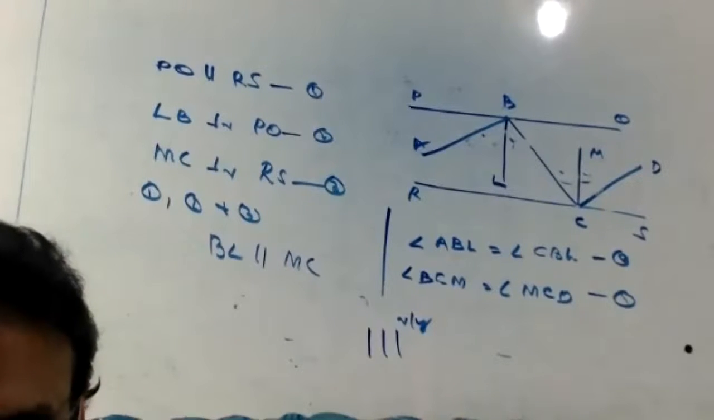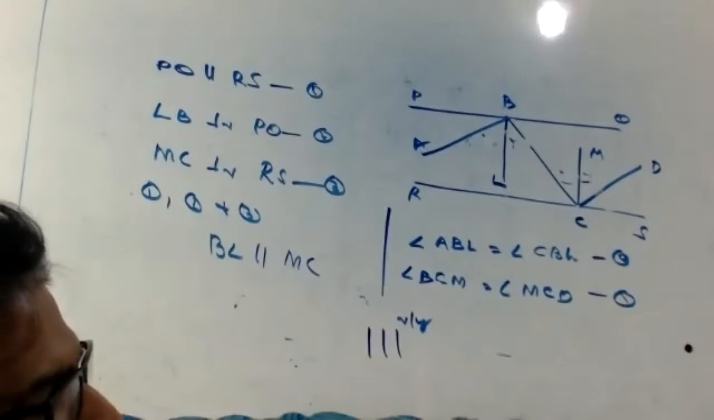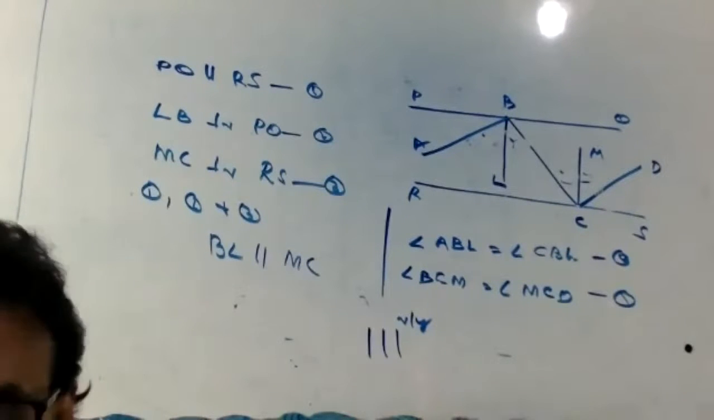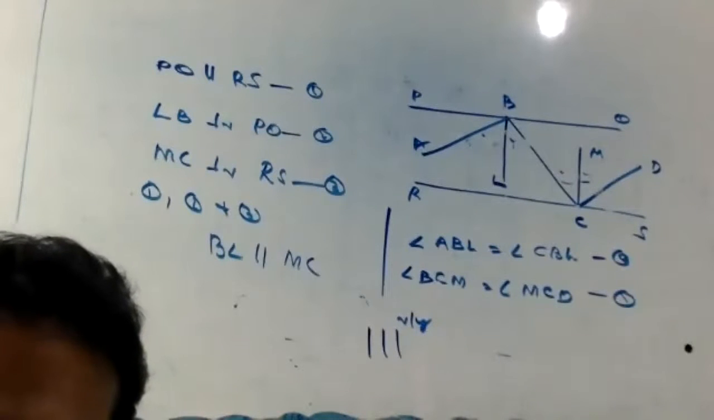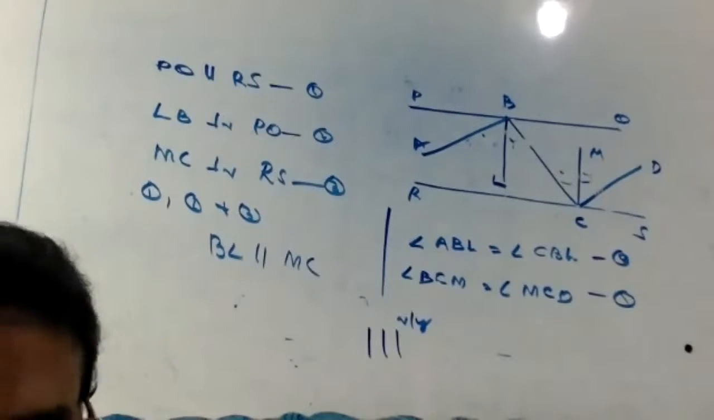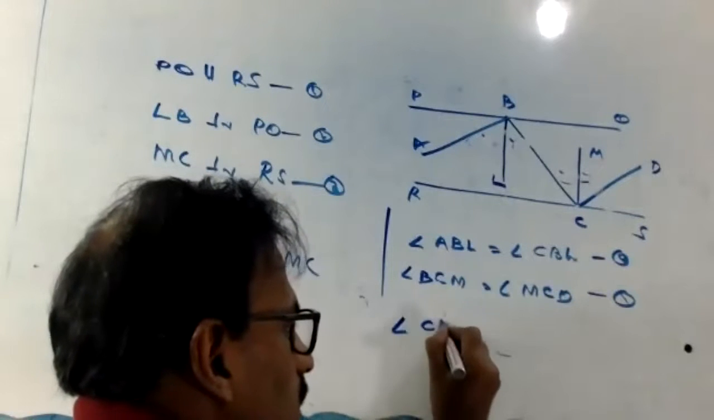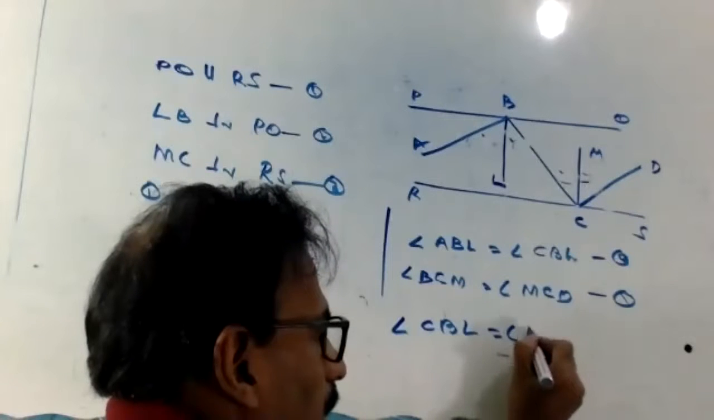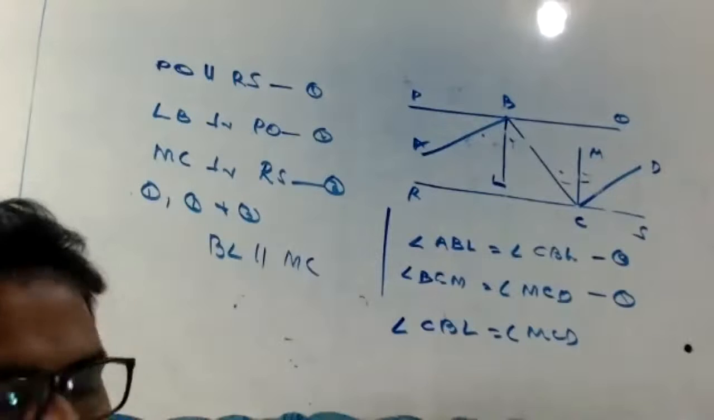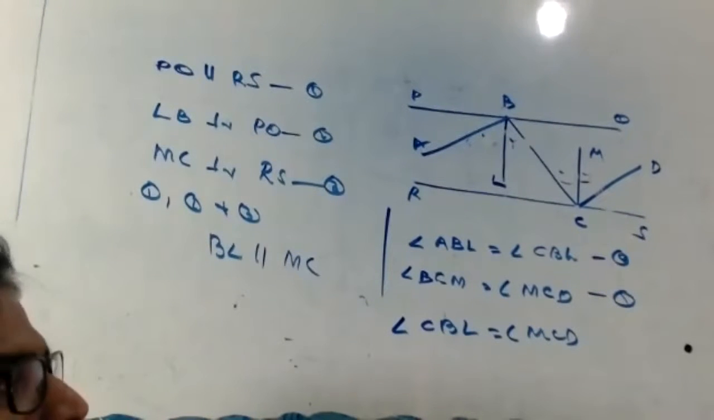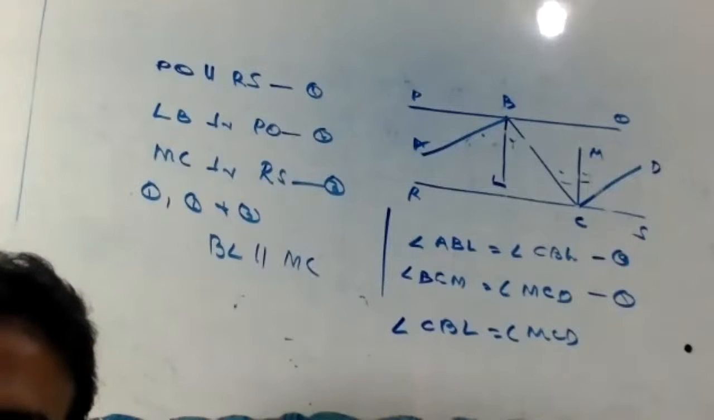Now next line. But BL parallel to MC. Therefore, angle CBL equal to angle MCD. Alternate angles. Agree or no?